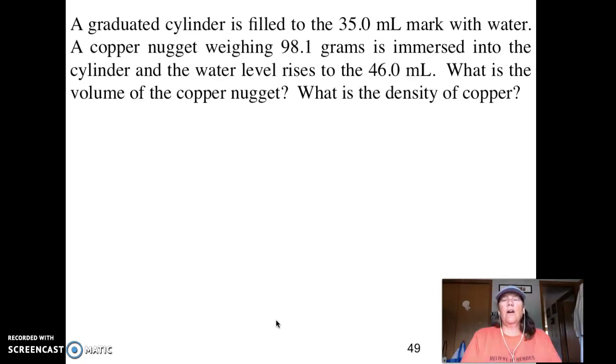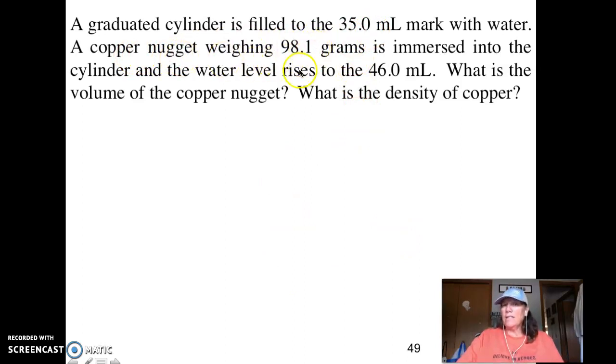This is like an experiment we would have done, sorry we didn't get to. If you're trying to figure out the volume of a regular shaped object, you can measure the length, the width, and the height and multiply. But what if it's not? What if it's kind of a funny shape? You can actually drop it into a graduated cylinder. Here it says the graduated cylinder is filled with 35, and then I drop this copper nugget that doesn't really have a specific shape into it.